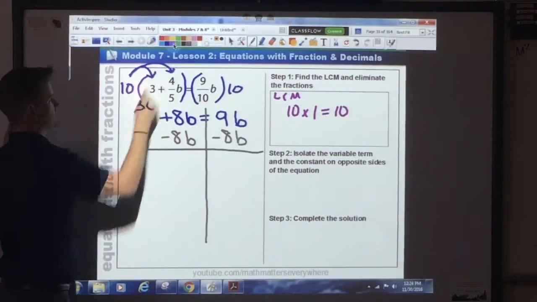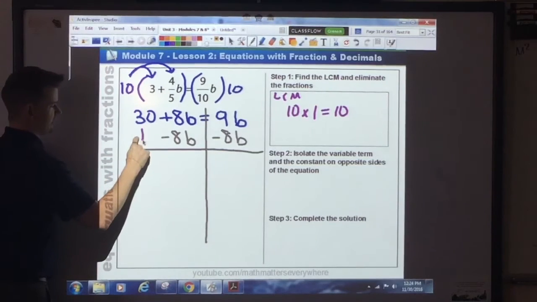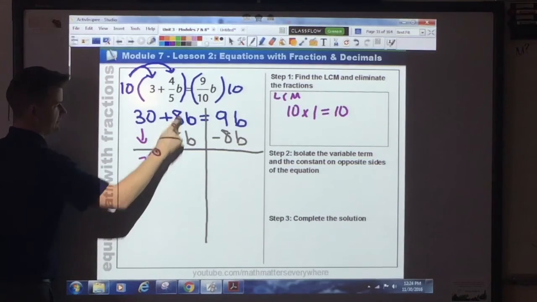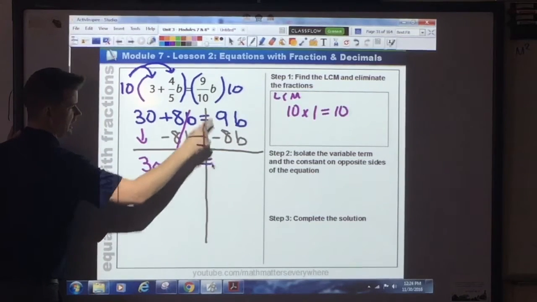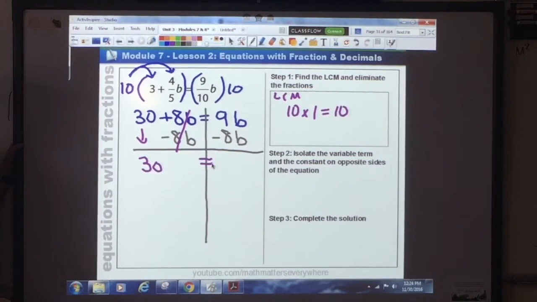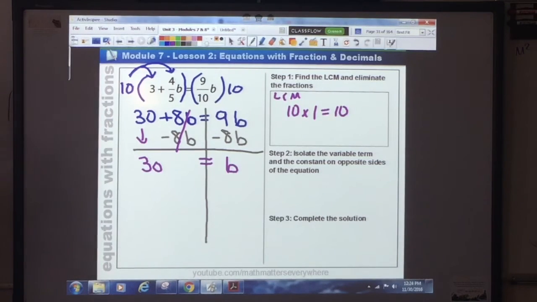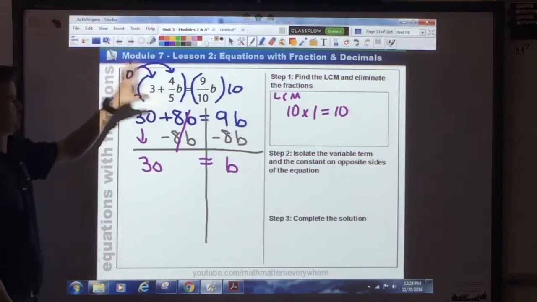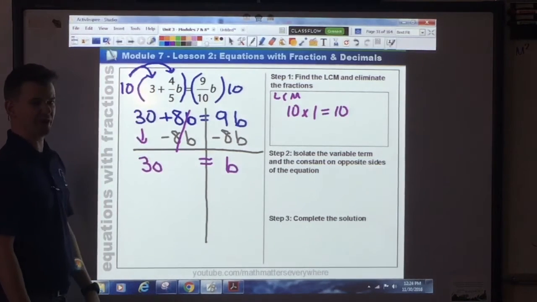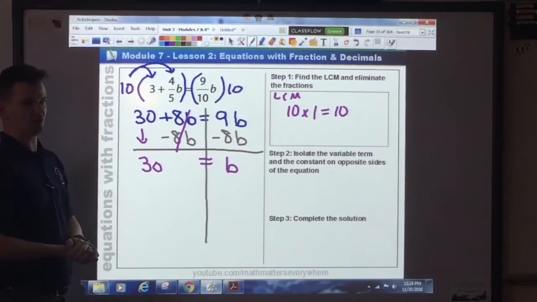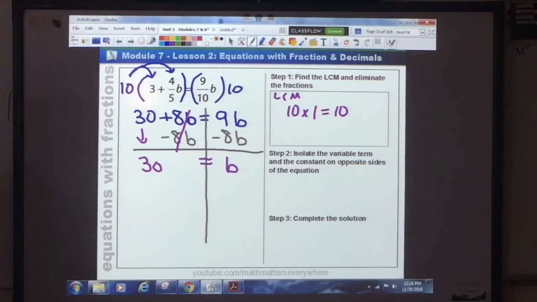And then we always work from left to right. We bring down the 30. What happens to the 8b's? They cancel. And then 9 minus 8 is 1. And 1b is the same as just writing b. And that is solved. Just like that. It looked complicated up here with all this craziness. But once you got rid of the fractions, it was one step to solve. That was it. Boom, boom, bang, bang.